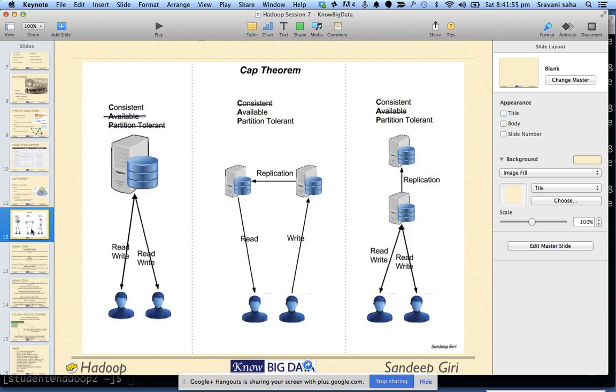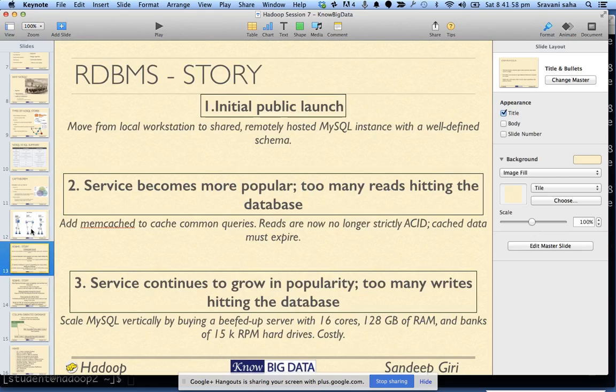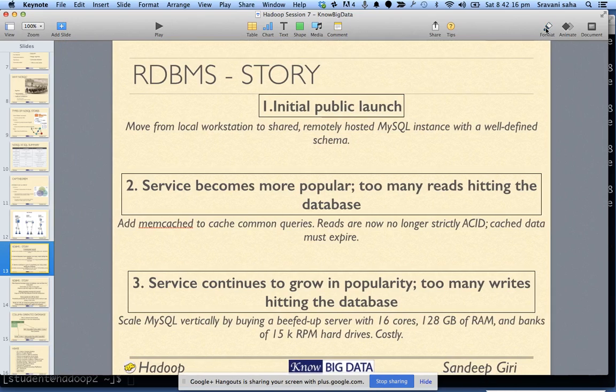All right. So in a simple way, this is the RDBMS story. In a typical scenario, when you have a database and you are building a public service which will have millions of users, you start with, say, a public launch today. You are launching it today. So you moved from the local workstation to the shared remotely hosted MySQL instance with a well-defined schema.